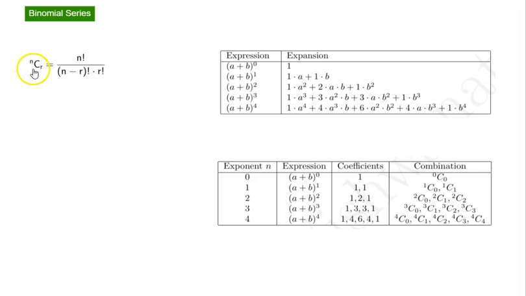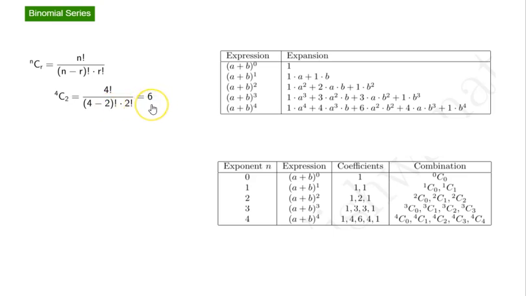So we know nCr, that is choosing r objects from n objects, is given by n factorial divided by (n minus r) factorial times r factorial. Let's look at a few examples. Let's say 4C2. What does this mean? n is 4, r is 2. That means we are choosing 2 objects out of 4 objects. That is given by 4 factorial by (4 minus 2) factorial times 2 factorial, and simplifying it we get 6.